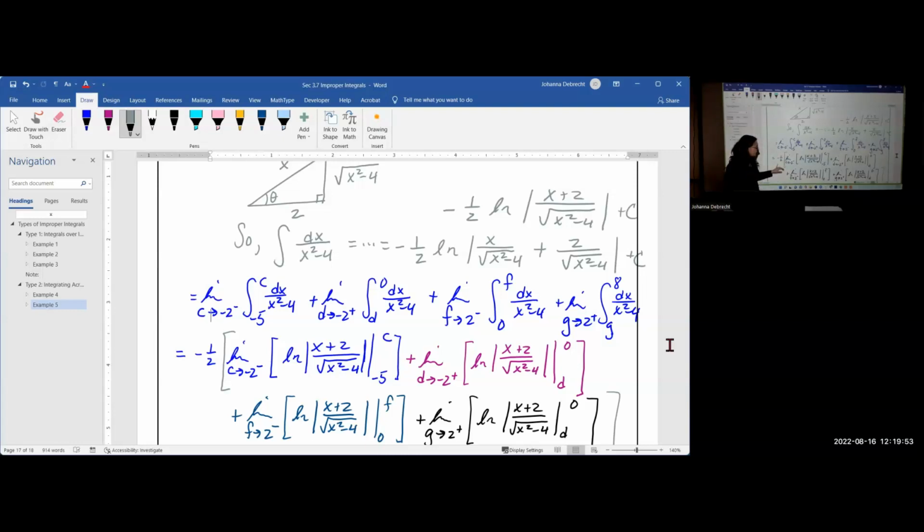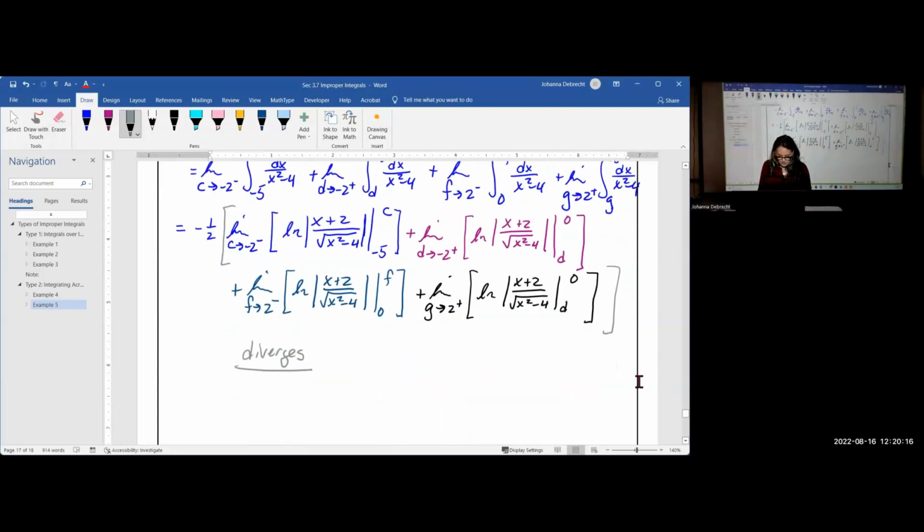So here's my negative 1/2 outside the gray brackets. And then I need to evaluate each of these at the different limits of integration. So I've got the same antiderivative in all 4 places with the different limits of integration. So you can see the process going on here. Now, next step, let's focus on just this bottom part right here.